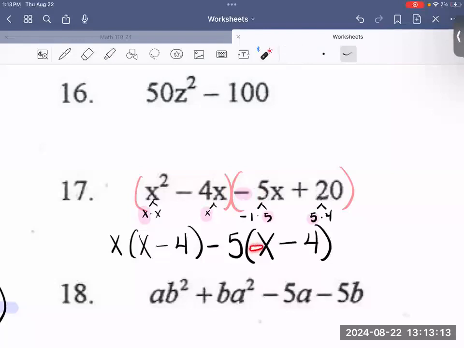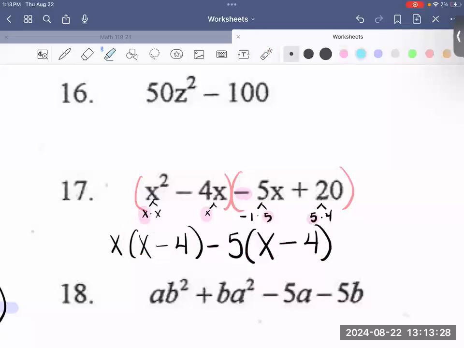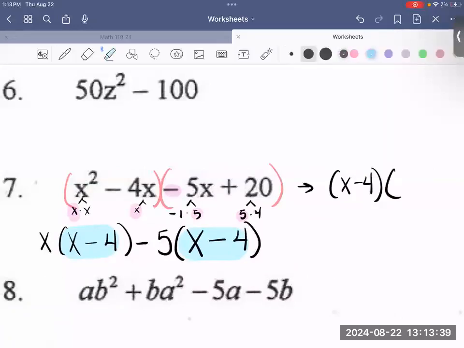Now let's say you didn't take out the negative, so you're left with negative x plus 4. Notice how close that leaves your parentheses. If it's that close, take out a negative and see if it works. Now let's factor out this x minus 4, because that's what they have in common, leaving behind your x minus 5. And that's your final answer.